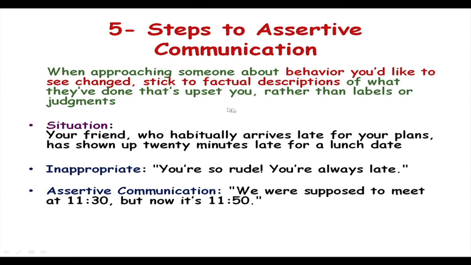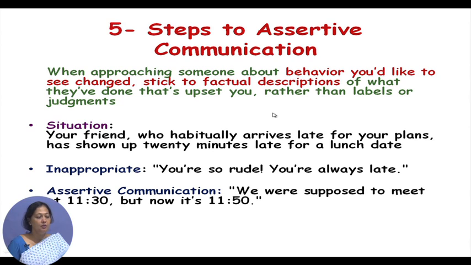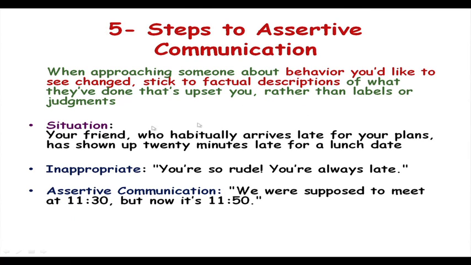When approaching somebody about behavior you would like to see changed, stick to factual descriptions, that is very important, of what they have done that's upset you, rather than labels or judgments. Say your friend who habitually turns up late has shown up 20 minutes late for a plan, for a lunch date, say for a movie or whatever. One way to say it would be, you are so rude, you are always late. So, what have you done? You actually stuck to labeling his or her behavior.